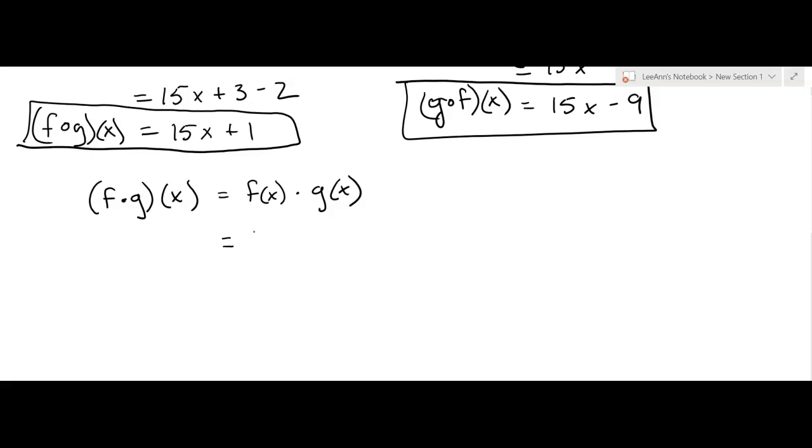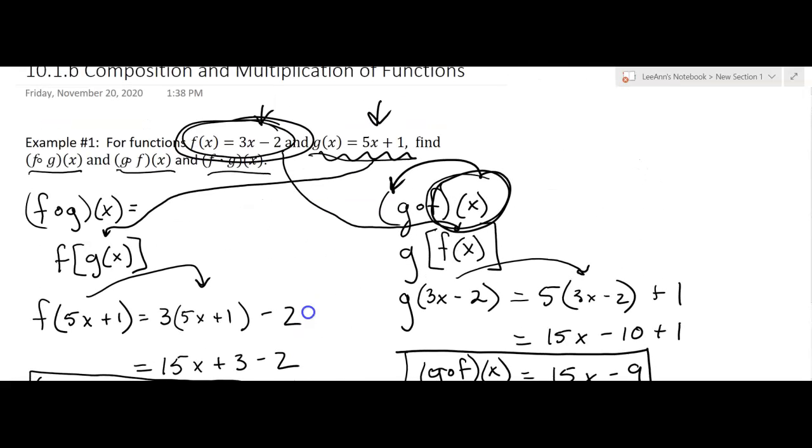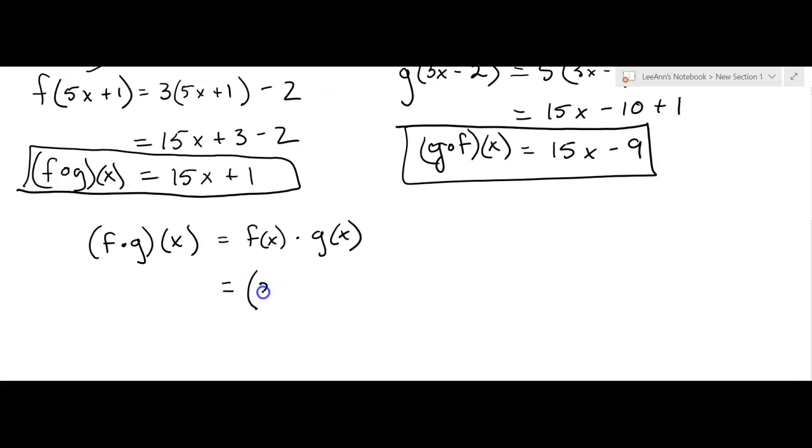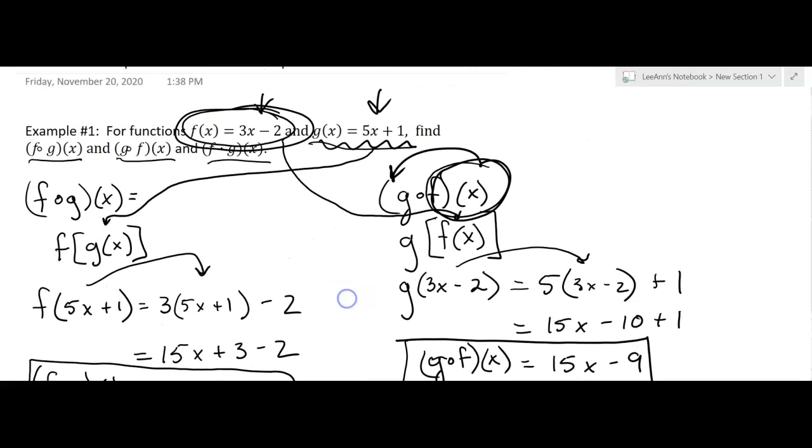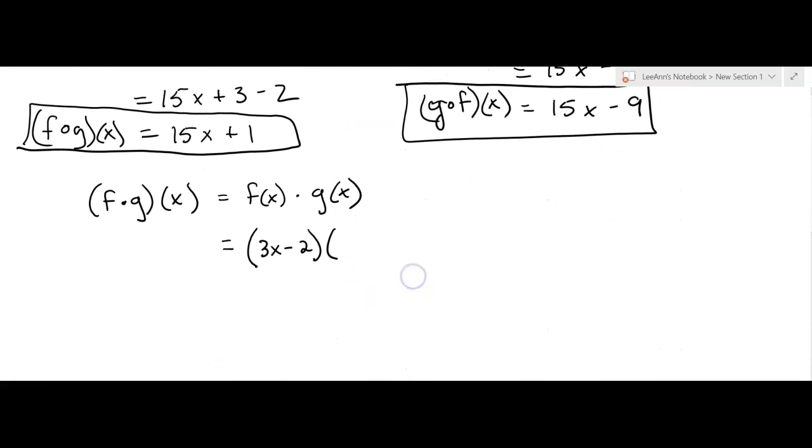All right, what was f of x? Yeah, I don't remember. Okay, where was it? 3x minus 2. Times, and then what's g of x? 5x plus 1. Okay, sorry about that. It's all in one problem here. Okay, that's a multiplication problem. That means FOIL.